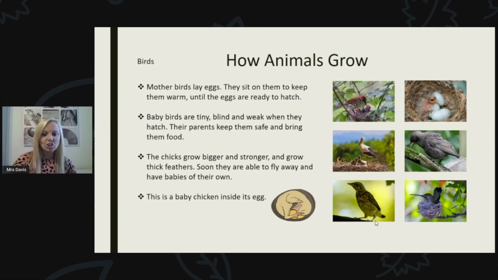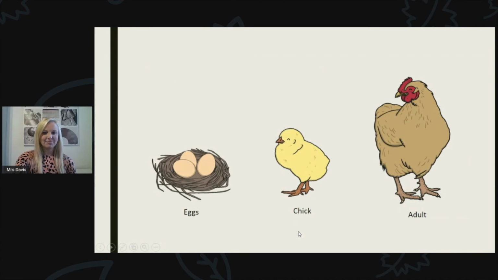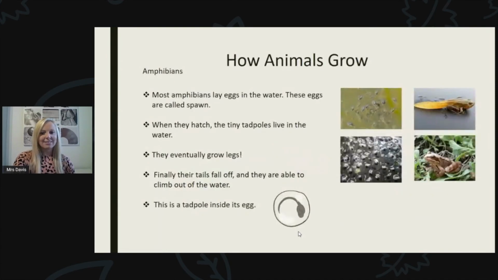So this is a baby chicken inside an egg. So that's a little baby chicken all curled up inside its egg. And there we go. So you've got from eggs to chick to an adult.